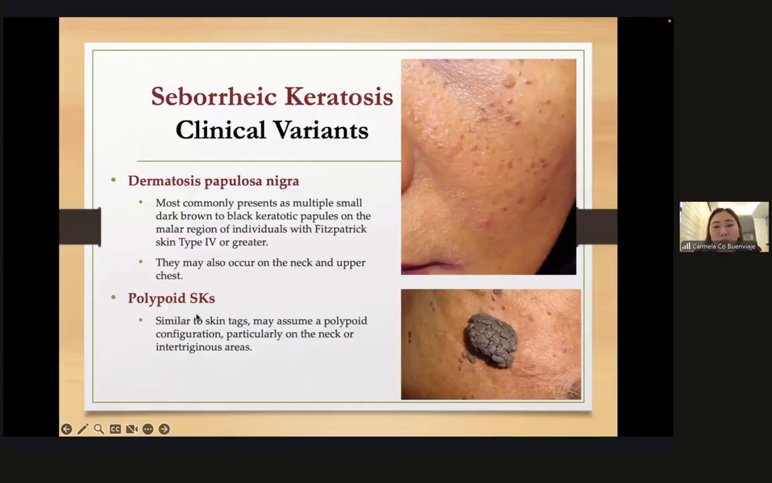Next would be the polypoid seborrheic keratosis. This is similar to skin tags and may assume a polypoid configuration, meaning they're pedunculated. Particularly, this would occur on the neck or intertriginous areas, and they kind of look like skin tags, but maybe more pigmented, more rough.